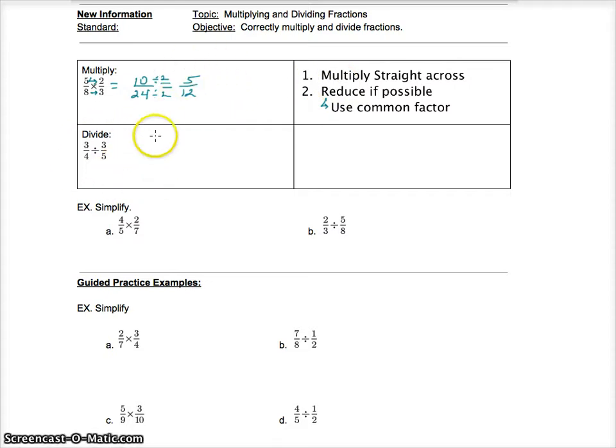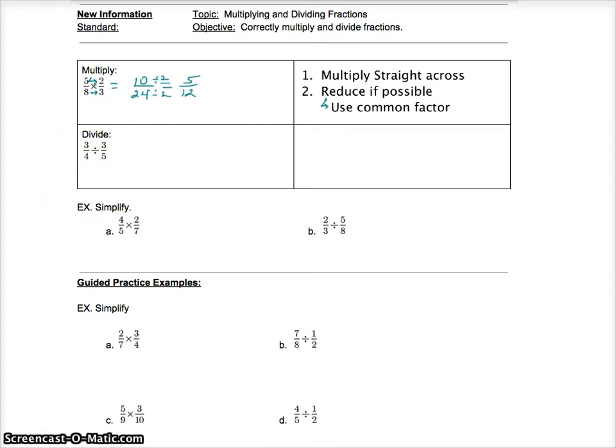Let's look at what it takes to divide a fraction. So here it says to divide 3/4 by 3/5. So we have 3/4 divided by 3/5. Well, what should we do? Because when we multiplied, we multiplied straight across. Can we divide straight across? Well, if we do 3 divided by 3, that's 1, but if we do 4 divided by 5, that's not an even number. Well, it turns out when we divide fractions, we actually don't divide.